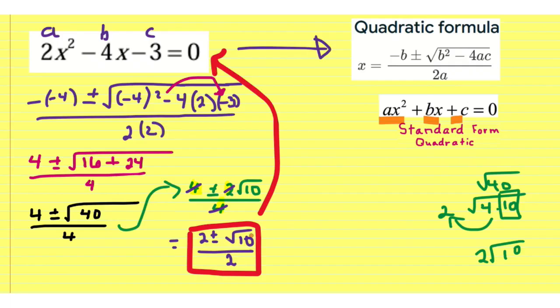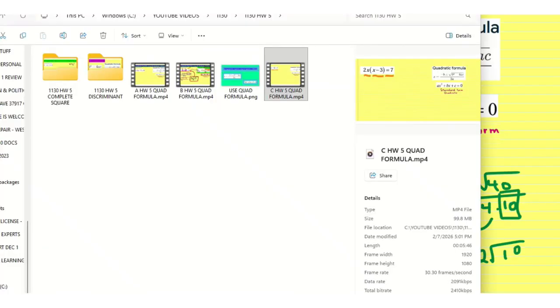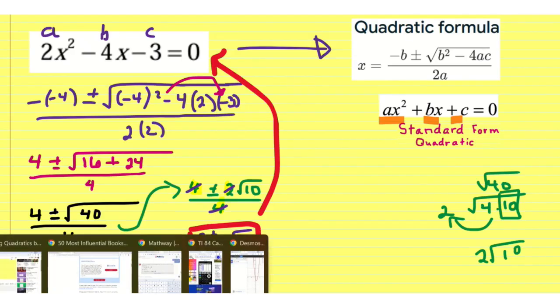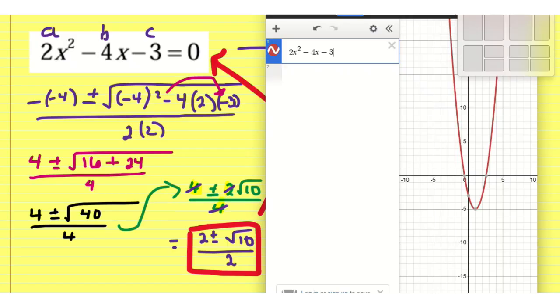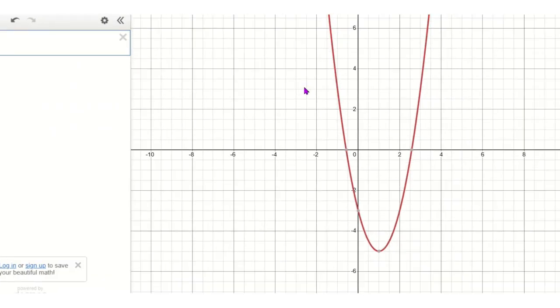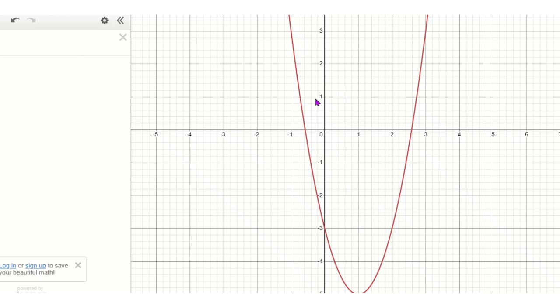Now, I mentioned to you that these answers with the radicals are exact, but they would be a messy decimal. So let's go ahead and just quickly look at this graph on Desmos. There it is. I want you to see that these are x values. They are real solutions. They are on the x-axis, but they are not nice and neat. So this is the actual graph of 2x squared minus 4x minus 3. And when I click right there, that's exactly where y is equal to 0.